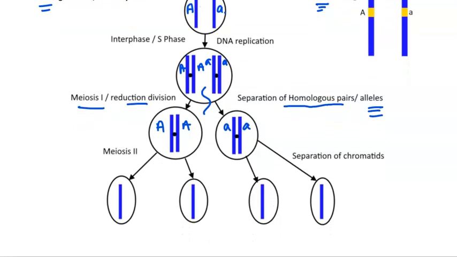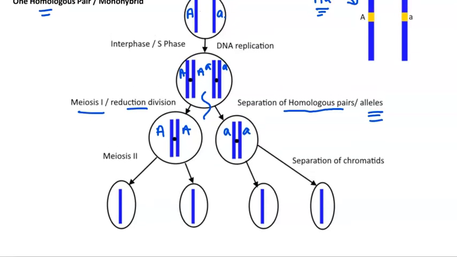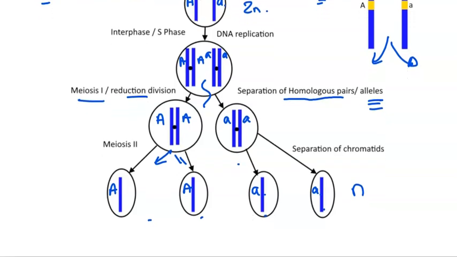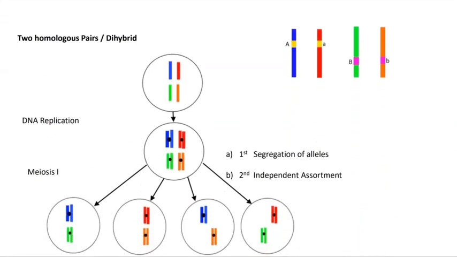Meiosis 2, on the other hand, when it occurs normally, simply separates the pairs of chromatids like so, and like so, and of course in the second one, resulting in 4 gametes where the diploid number has been now reduced to the haploid number from the diploid number of the parental cell. So we have the separation of the homologous pair, the separation of the alleles.